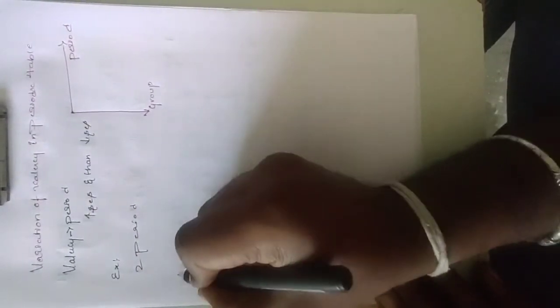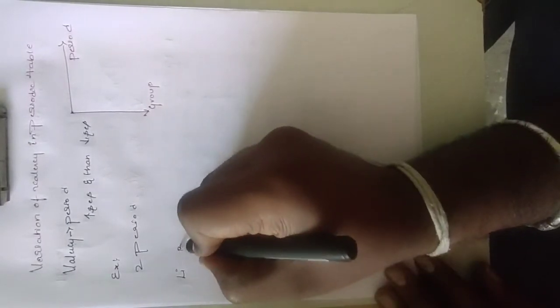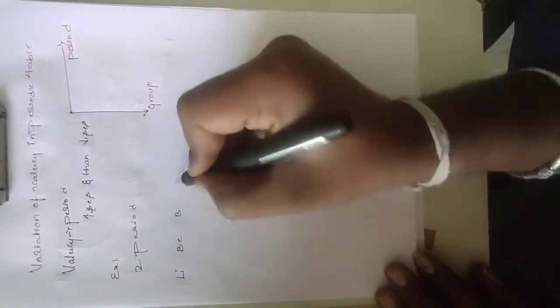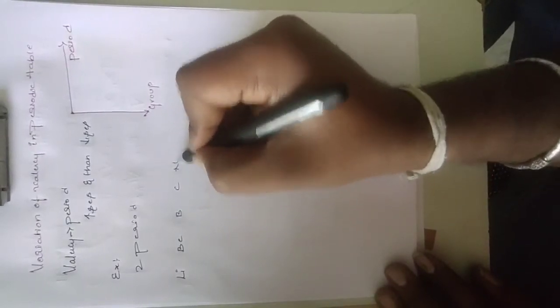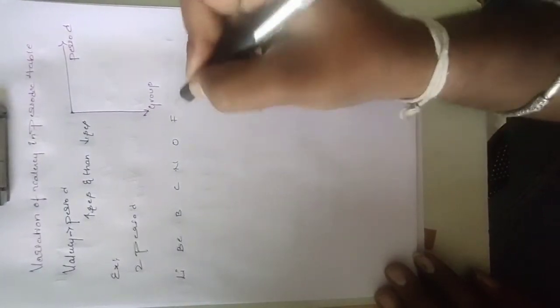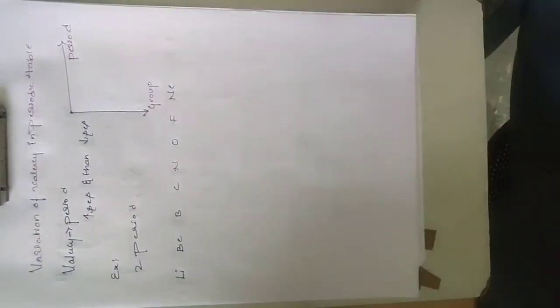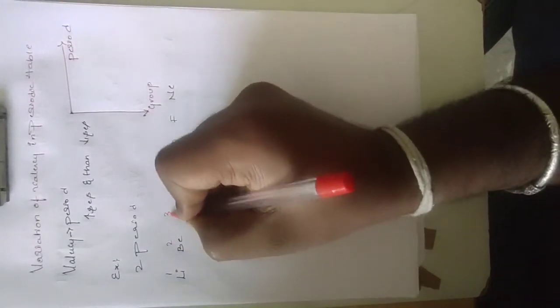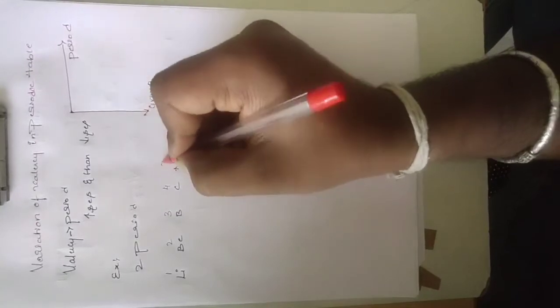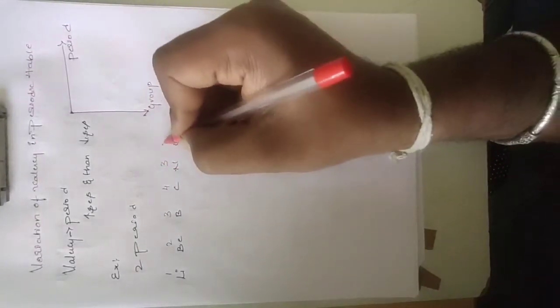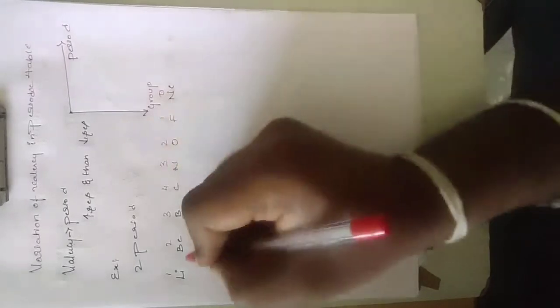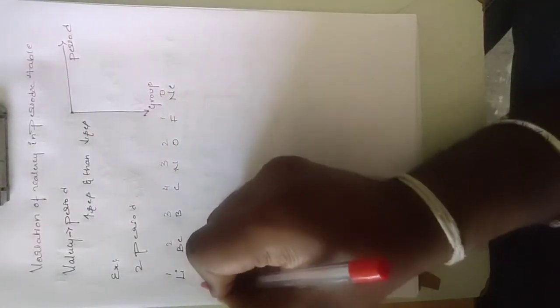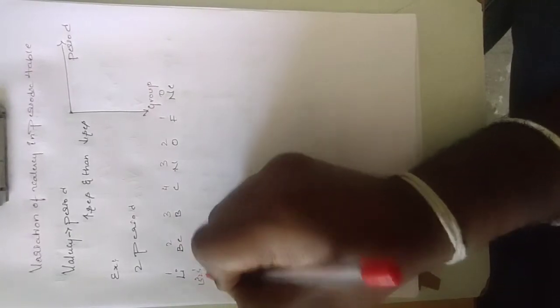For example, we take the second period, that is lithium, beryllium, boron, carbon, nitrogen, oxygen, fluorine, neon. You see, the valencies occurring here are 1, 2, 3, 4, then again it decreases 3, 2, 1, 0. You see, for lithium already explained, that is 1s2 2s1. The 1 is the valency occurring.